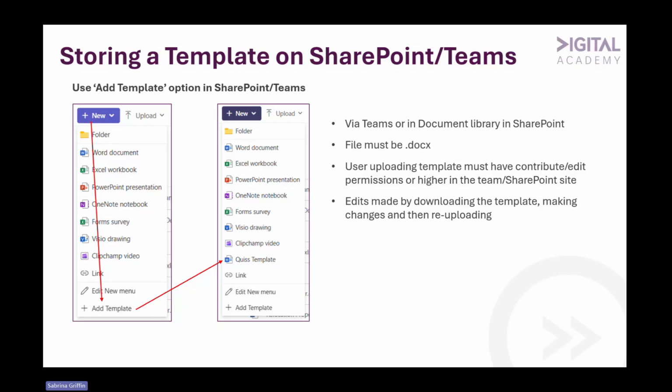It then gives you the option to select the template, so you select it from your computer. Like I said, it must be that docx file format, and then the next time someone goes in and clicks that New button, as well as being able to do everything else like create a new folder or create a new document, they will also see that template that you've uploaded. So they can just click on that button and it would create that document from that template for them without changing the template itself.